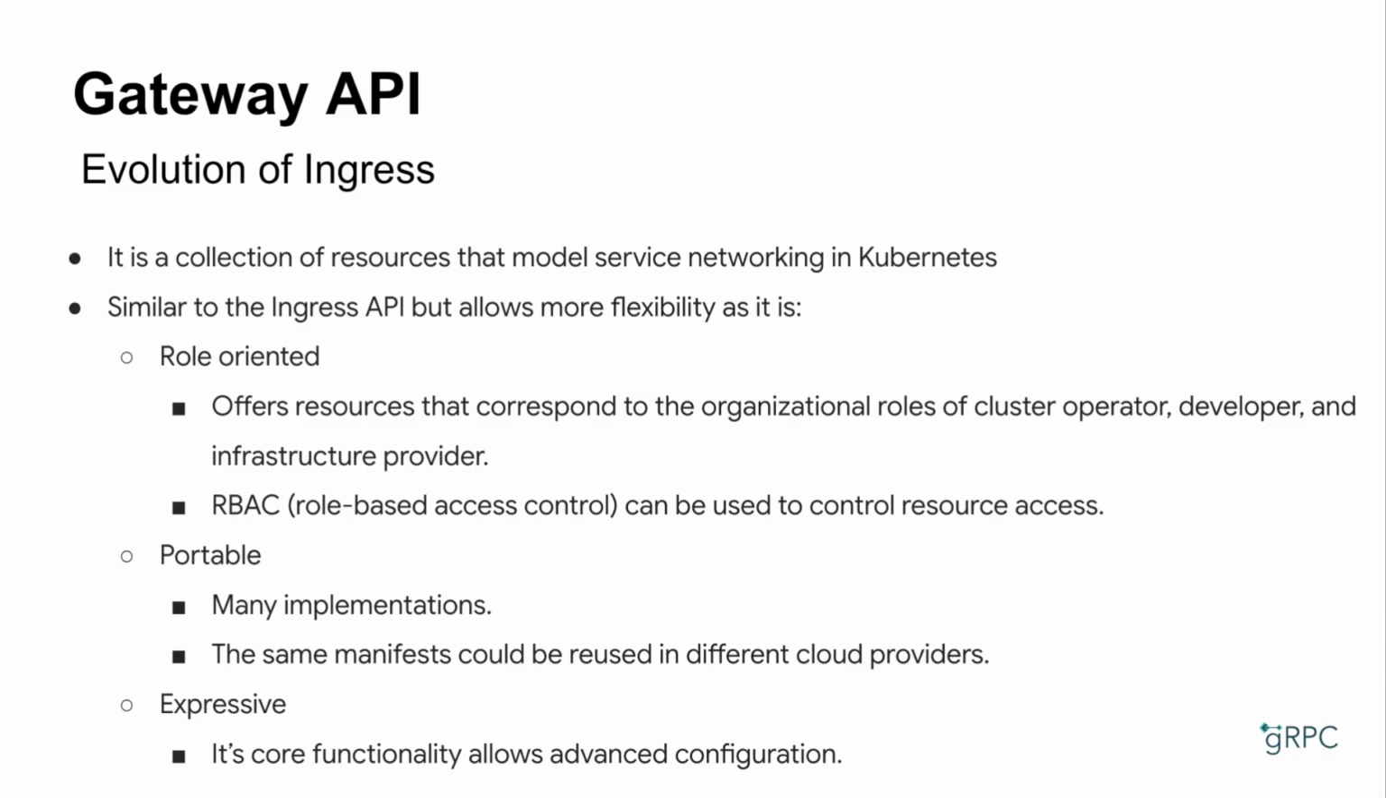So, to summarize, the Gateway API is a powerful, flexible, and portable way to manage service networking in Kubernetes. It addresses the limitations of ingress and provides a more robust and scalable solution. In the next section, we'll dive deeper into the gRPC route resource and see how it leverages these benefits.